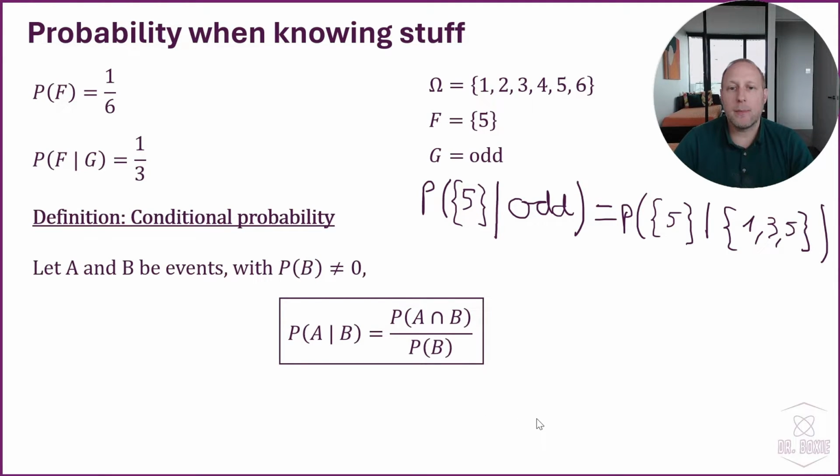And notice that it only makes sense to speak about a conditional probability of A given B in those cases where the probability of B itself is non-zero, because when it's 0, you cannot divide by 0, and that would be a meaningless statement. So this is the definition of a conditional probability.